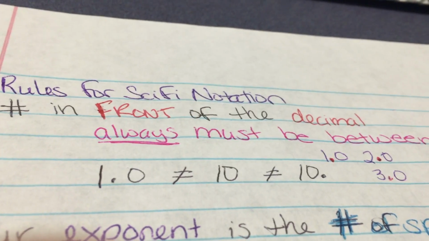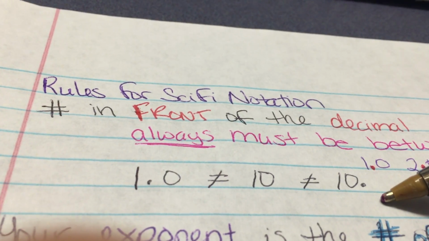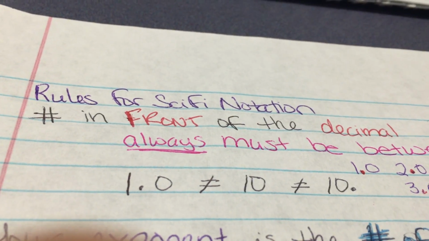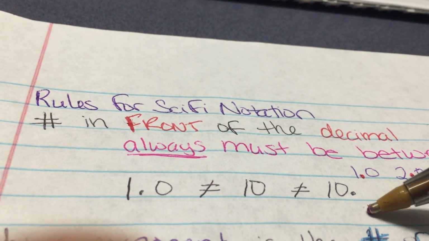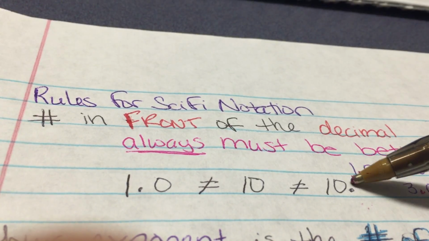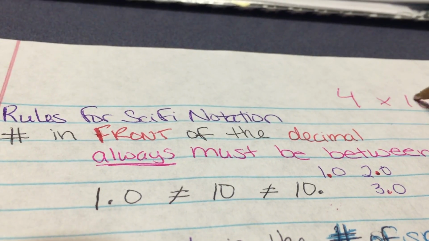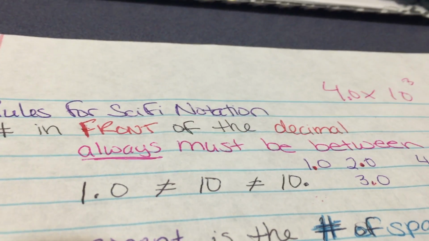I know it sounds really weird because this is 10 and this is 10 with a decimal. It's technically the same number, but when you're applying it in scientific notation, they are not the same thing. That's why the decimal is super important. You won't see 4 times 10 to the third power. You will always see 4.0.